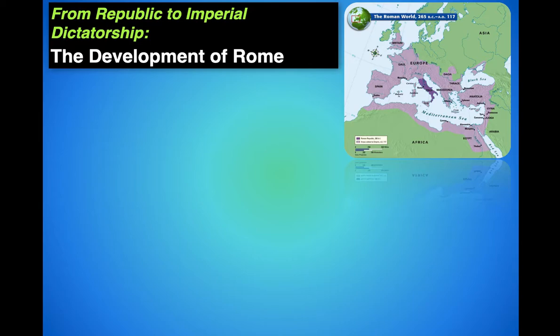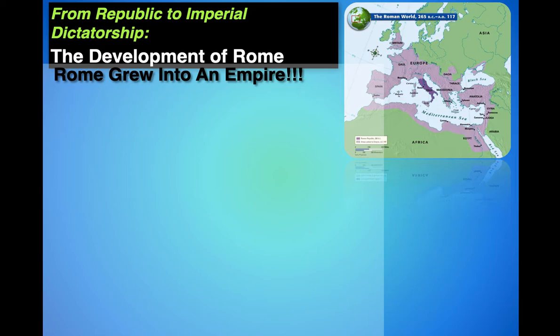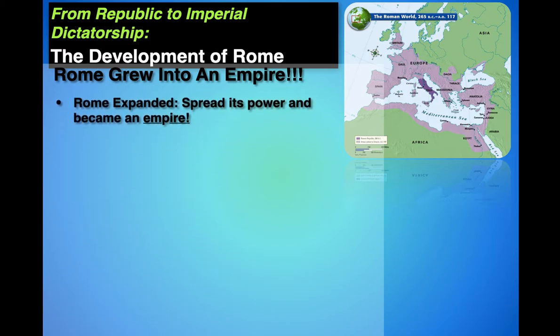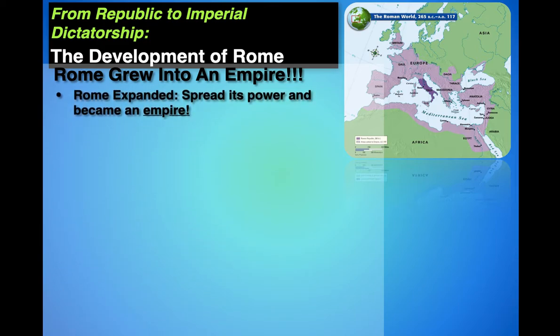From republic to imperial dictatorship, the development of Rome, and you can see Rome at its height over on the right. All the pink is the empire, the Mediterranean Sea. They controlled all of that, and the Mediterranean Sea was extremely important. Rome grew into an empire. Rome expanded, spread its power, and became an empire.